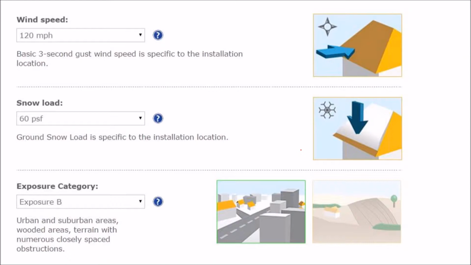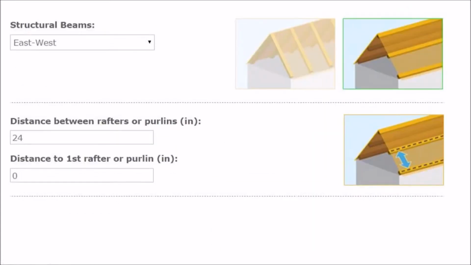They need to know your 3-second wind gust speed. They need to know your snow load. So this is stuff you can find in the ASHRAE database or online. The exposure category is also important. If you're inside the city, you have natural wind barriers blocking that wind. But if you're on an exposed plain, it's not quite the same.